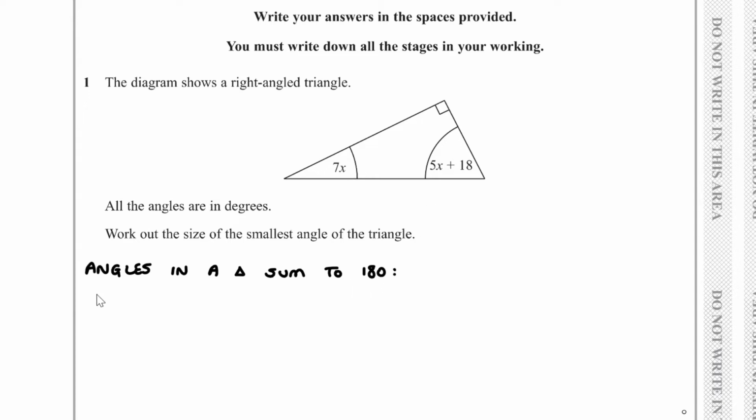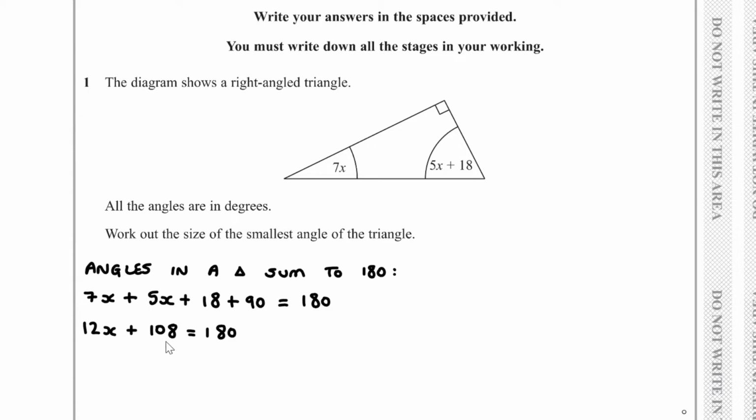we have 7x plus 5x plus 18 plus the 90 degrees over here. All of this gives us 180 degrees. 7x plus 5x, that's 12x. 18 plus 90, that's 108. And the total here gives us 180 degrees.